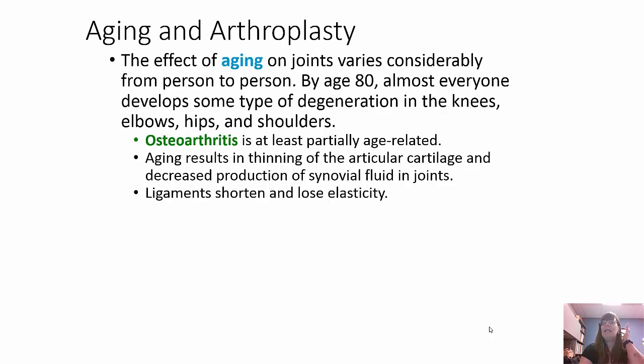Osteoarthritis is at least partially age-related. As we age, the articular cartilage starts to thin out. We do not produce as much synovial fluid as we used to, and our ligaments actually start to get shorter and lose their elasticity.